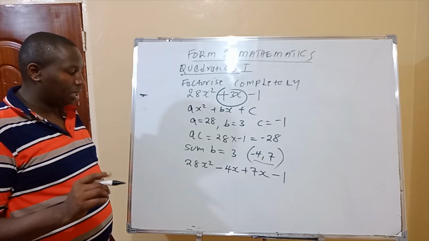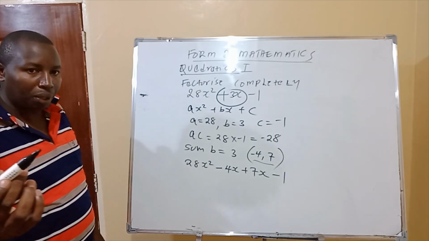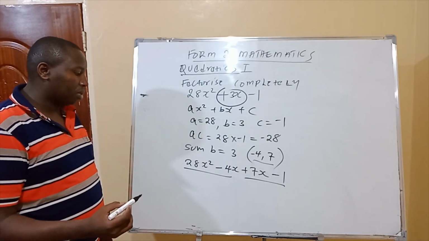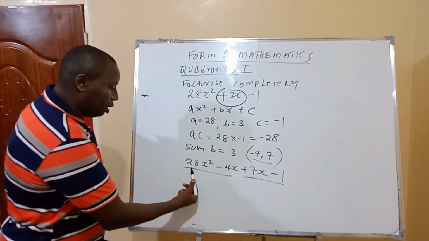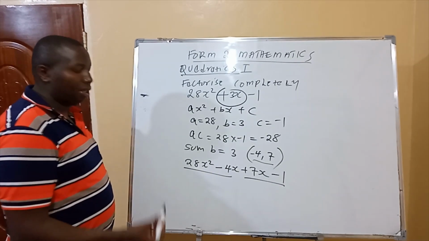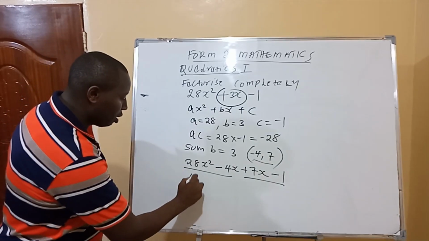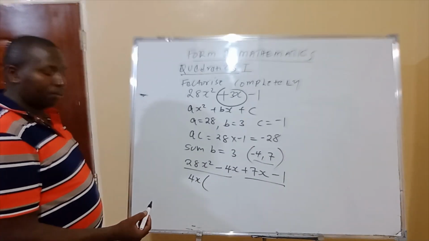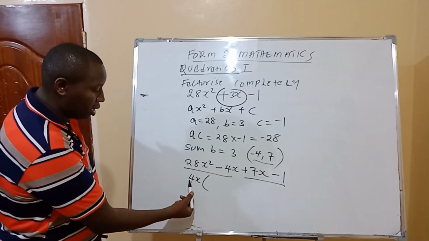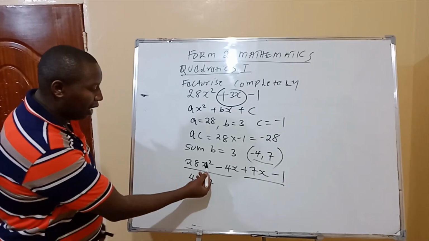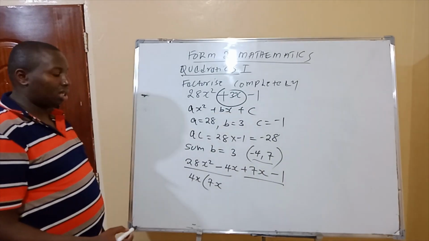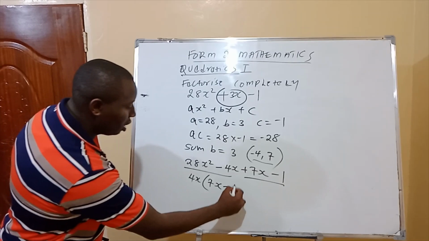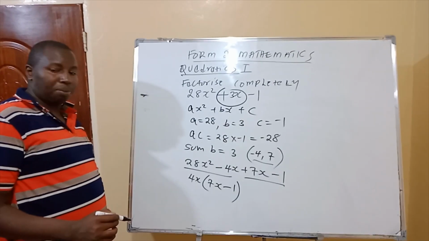Then the next step is you now group them. Factorization by grouping: the first two and the last two. You check what is common between 28x squared and 4x. In this case, 4 is common, and also x, because it is x squared and 4x. So when you factorize this, 28 divided by 4, you get 7. x squared divided by x, that is x. Minus 4x, 4x divided by 4x, you get 1. That's how you factorize that part.